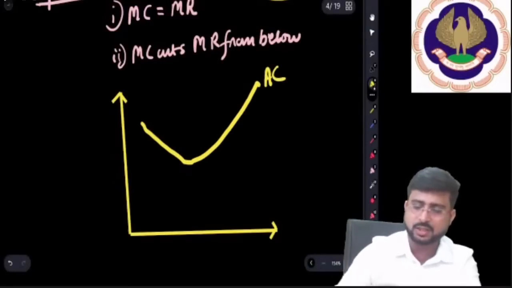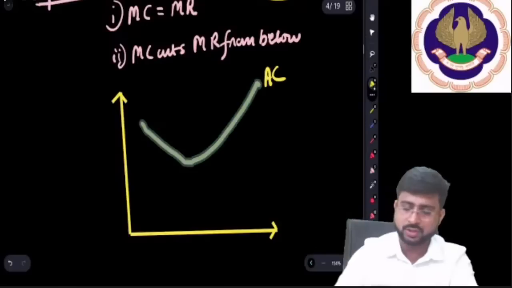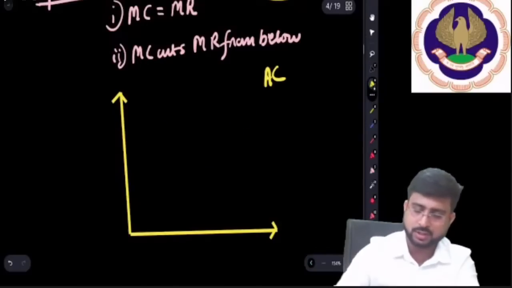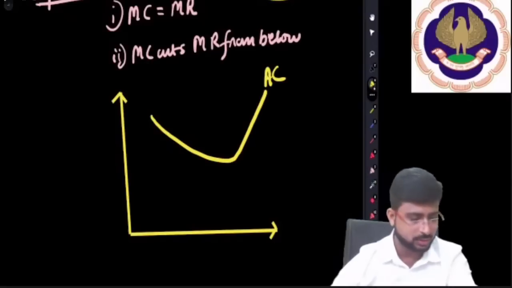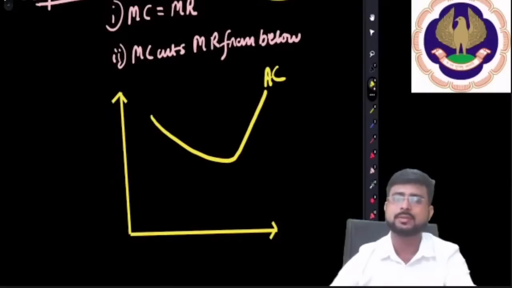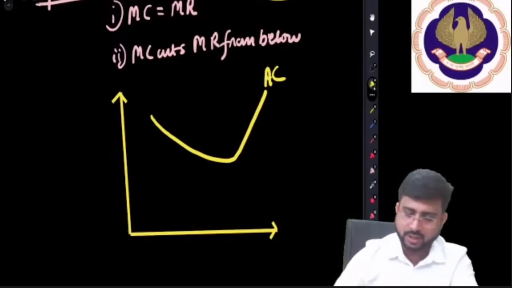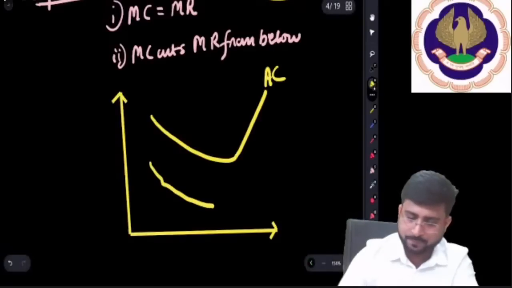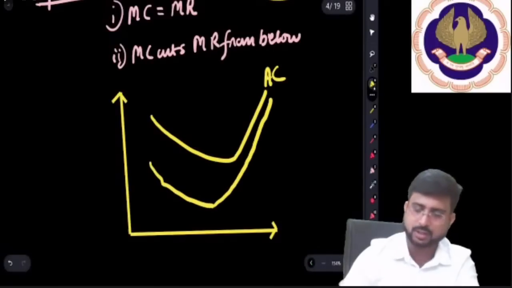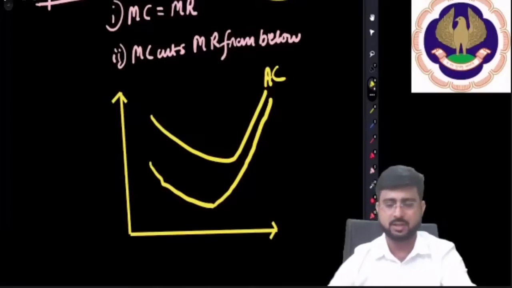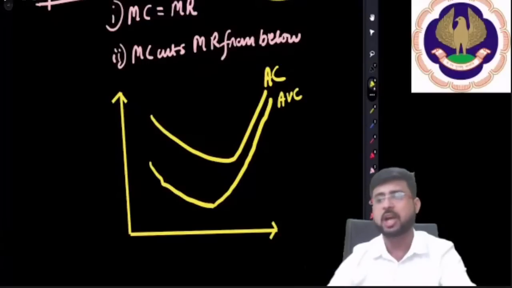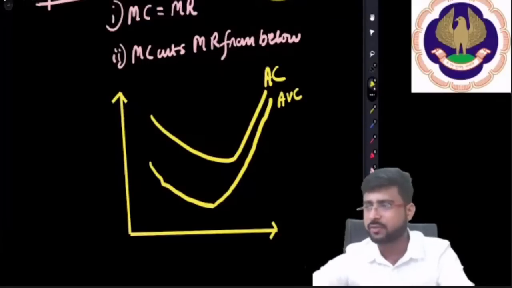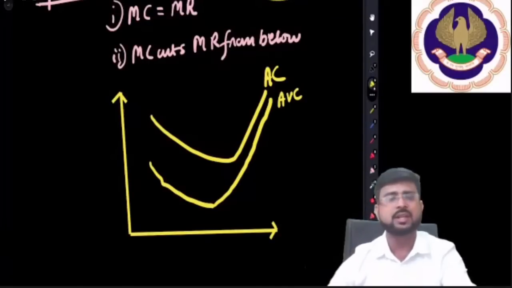Guys, you all see in the production chapter I have taught you this. This is average cost. Correct? Yes, sir. Now pay attention, everyone. Average cost is here and average variable cost is somewhere here. You have seen this diagram before in the chapter of cost. I have taught this.